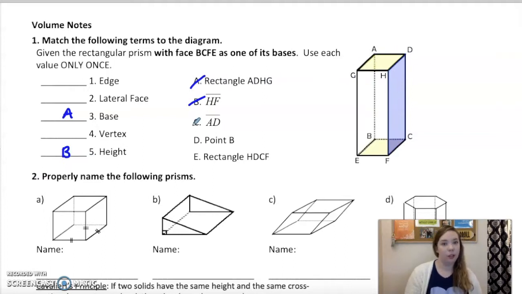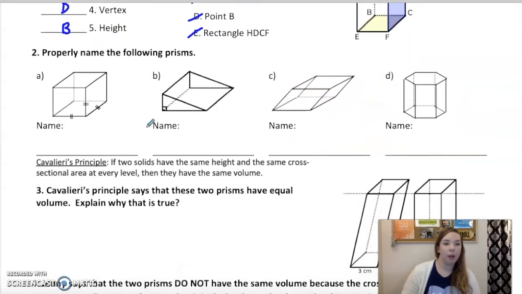AD we'll call an edge. Lateral face means one of your vertical straight up and down faces. So that'd have to be this rectangle HDCF, which is the blue one here. And then vertex is any corner point. So point B would be one of our vertices. Number 2, properly name the following prism.